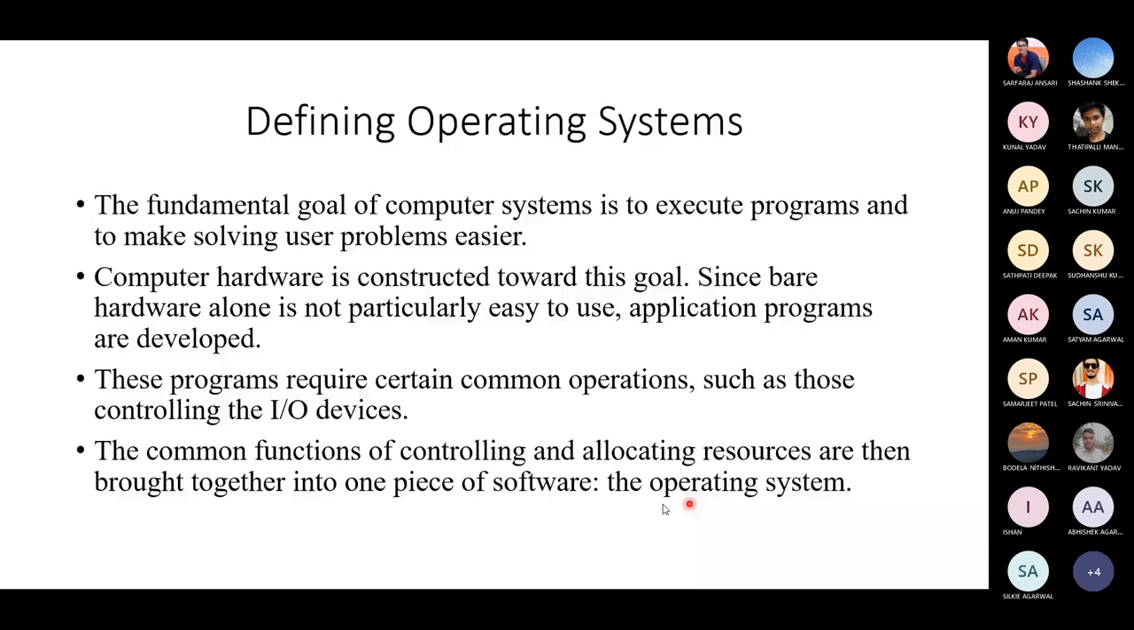So the fundamental goal of a computer system is to execute programs and make solving user problems easier. To do that, we went for computer hardware, but computer hardware alone is not helpful to make programs or solve our problems easier, and hence application programs are developed. But these programs need input-output devices to control them. And the common function of controlling and allocating resources are then brought together into one piece of software called the operating system.